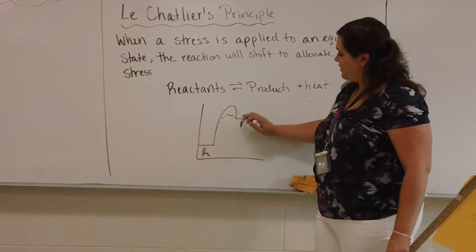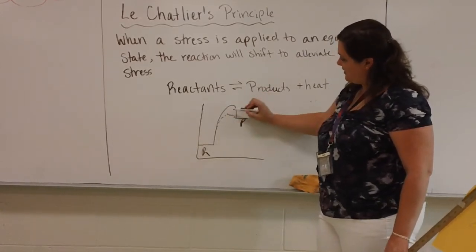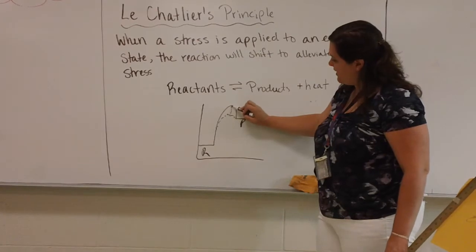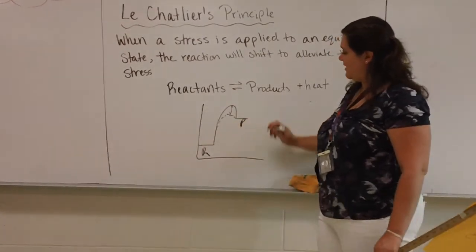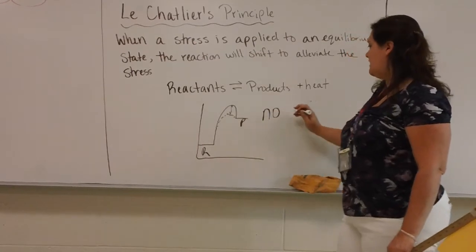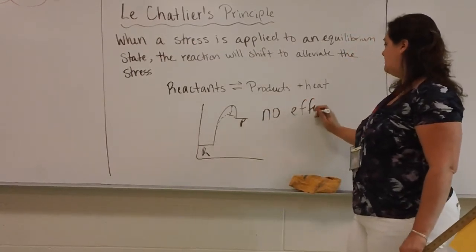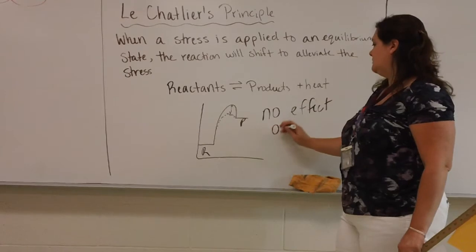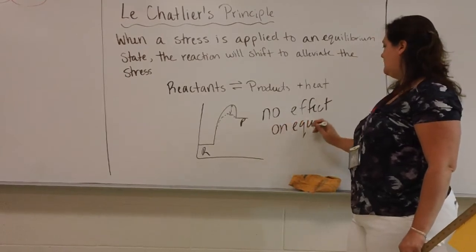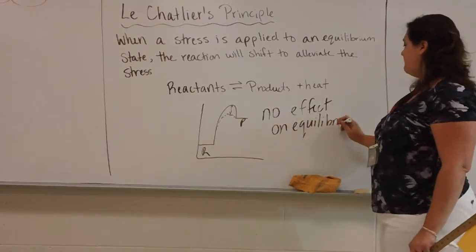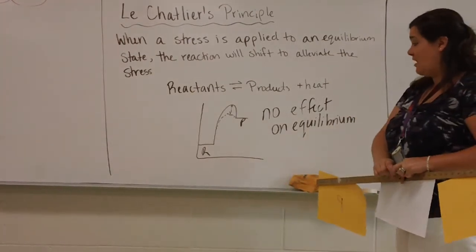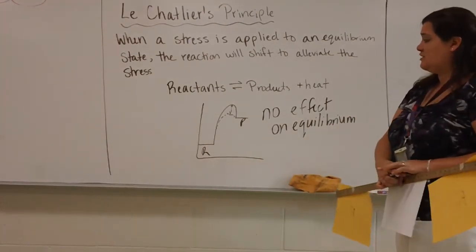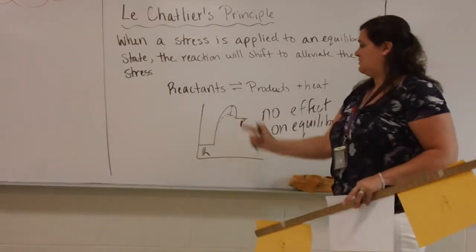And when it reduces the activation energy, it's reducing it for both reactions. So your reactants would go faster and your products would go faster. Therefore, a catalyst has no effect on equilibrium. And again, it has no effect on the equilibrium, does not cause a stress, because it reduces the activation energy in both directions.